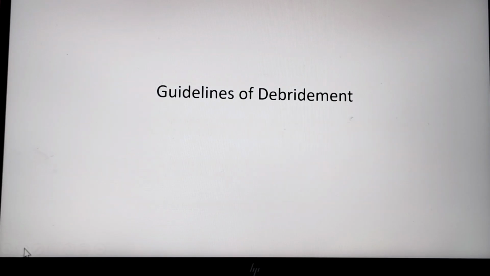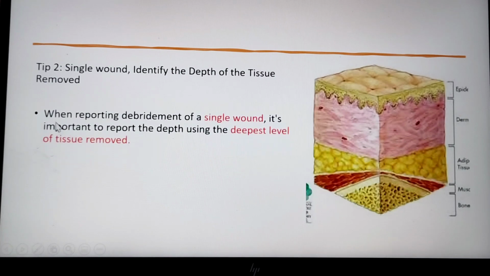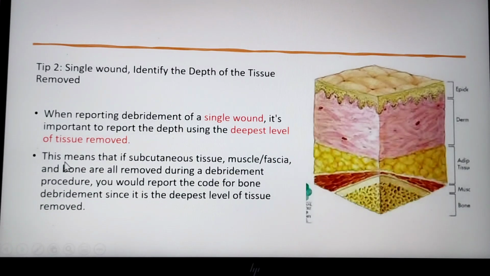Next, guidelines of debridement. Tip number 2: single wound, identify the depth of tissue being removed. If the debridement is done on a single wound, then when reporting debridement of a single wound, it's important to report the depth using the deepest level of tissue being removed. So, for example, if subcutaneous tissue, muscle, fascia and bone are all removed during a debridement procedure, you would report the code for bone debridement since it is the deepest level of tissue being removed.